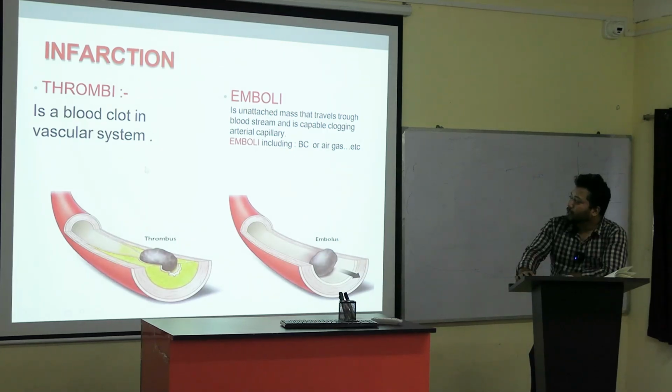So this is the main difference. The thrombus occurs in the same place and stays in the same place. But an embolus gets lodged in any part of the body or any part of the blood vessel. Emboli include blood clots or air gas.